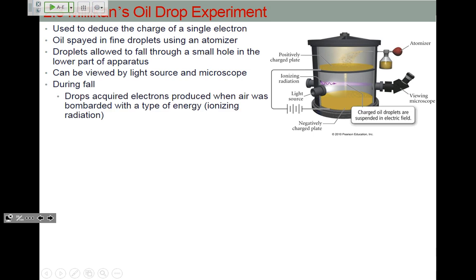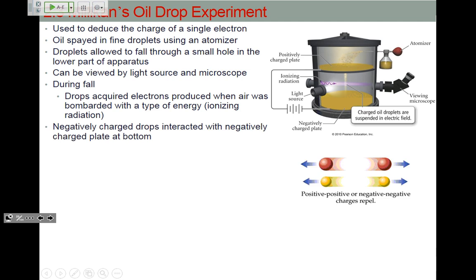During the fall, the drops are going to acquire electrons produced when the air was bombarded with ionizing energy, so radiation, so a light source. Radiation just means a form of light. Not necessarily visible light, but just a form of light. And he has a negatively charged plate here. So, if our electrons are negative, they're going to be suspended because they're going to repel from the negatively charged plate. It's basically the concept.